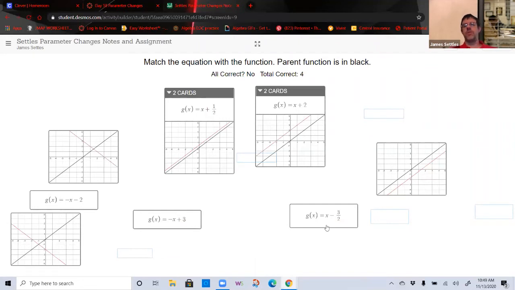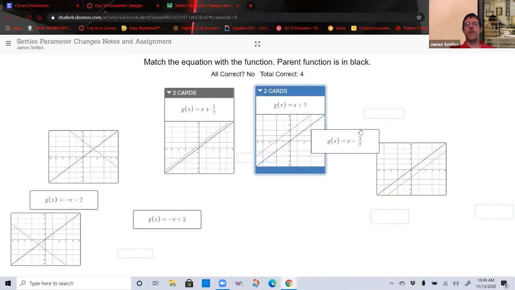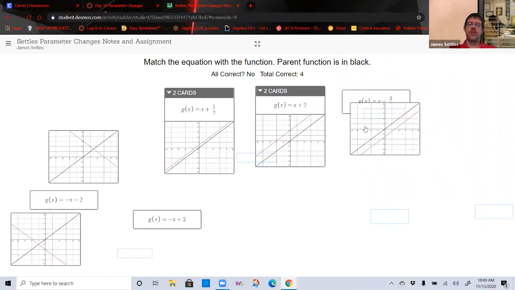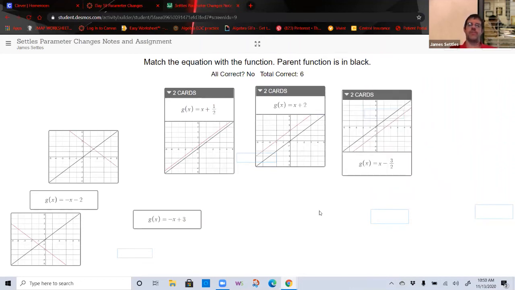So now I'm going to choose the one that says x minus 3/2. So the minus 3/2 means it's going to shift down. It should look exactly like the parent graph, but it's going to shift down. Well, there's only one graph like that. So you should be able to find that red line that's below it.